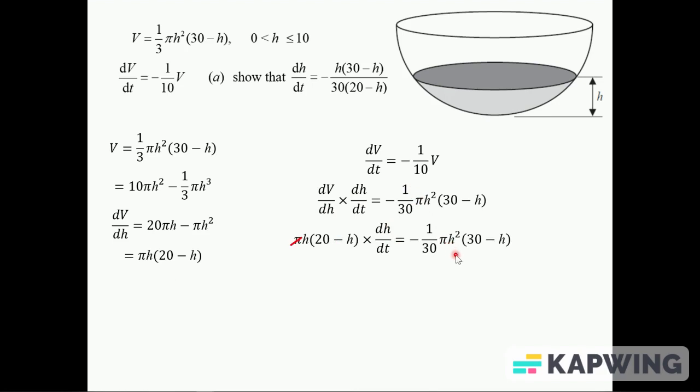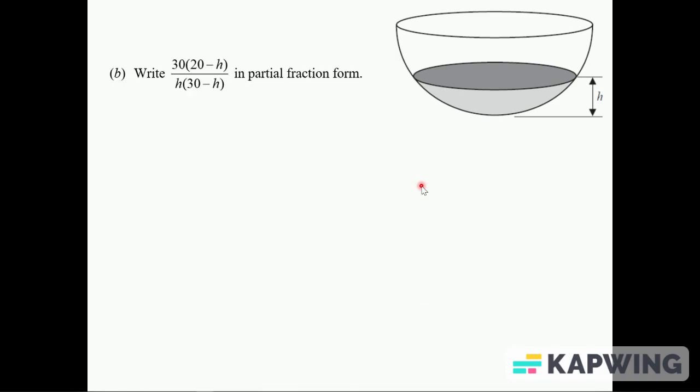I'll do a bit of cancelling and get rid of a pi off both sides, and an h off here, one of those h's. So the dH over dt, well, I've got an h, 30 minus h over here, and I've got a 30, and I'm also going to have a 20 minus h on the bottom. So h times 30 minus h, which is good because that's what I want, divided by that 20 minus h, and also 30 on the bottom. So 30 times 20 minus h, which is also good because it's also what I want. Then we're going to write this in partial fractions.